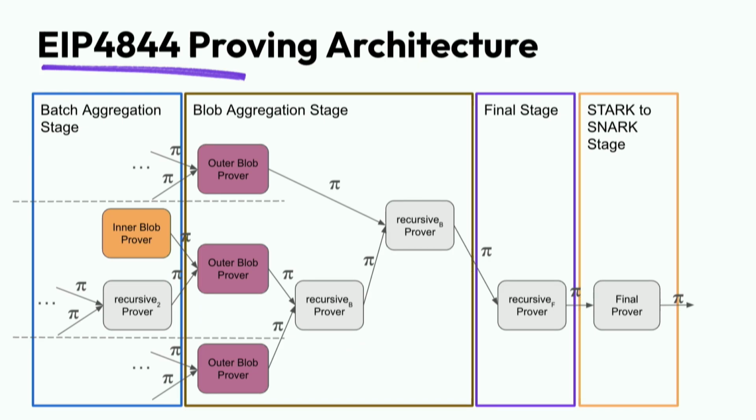But now, with EIP-4844, we will need to include the proof of the blob, which is the proof of the correctness of the evaluation. In particular, what we are going to change from the previous architecture is that we cut off after computing all the aggregations of all the proofs of all the batches. At this point, we introduce the proof of the blob, the proof of the correctness of the polynomial evaluation, and we aggregate this proof with the output of the previous aggregation. This is what we call our inner blob prover.